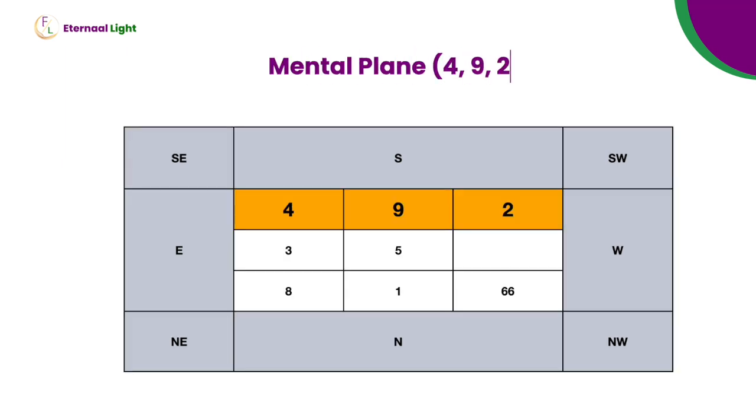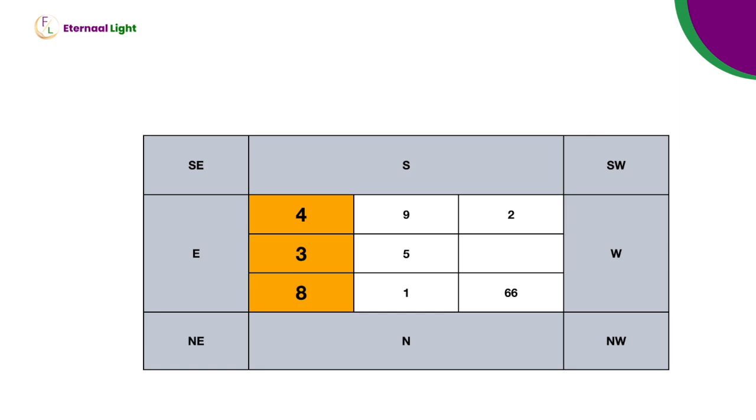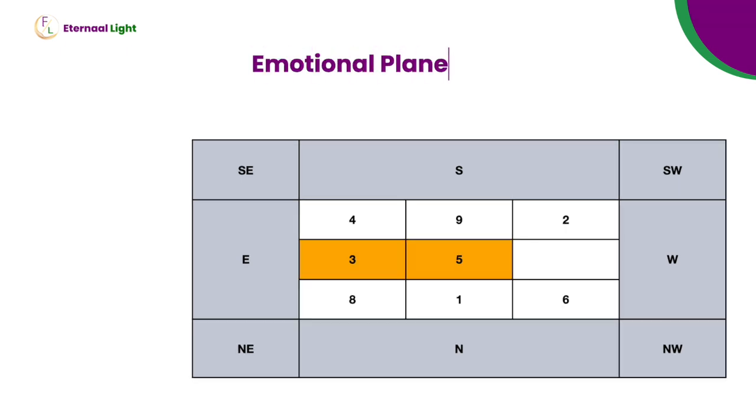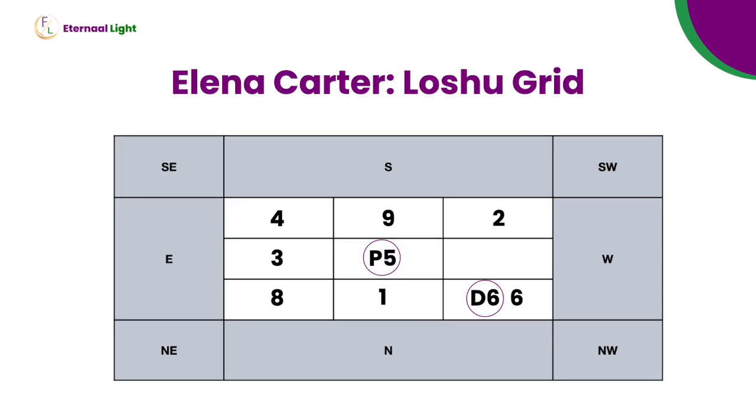The first plane is complete, 492. The third plane, 438, is also complete. In the practical plane, we have to make a note: she has a repeated 6. So we need to provide some remedy for this repeated number. We will see it as we continue. On the emotional plane, we see a missing 7, which we also need to balance.